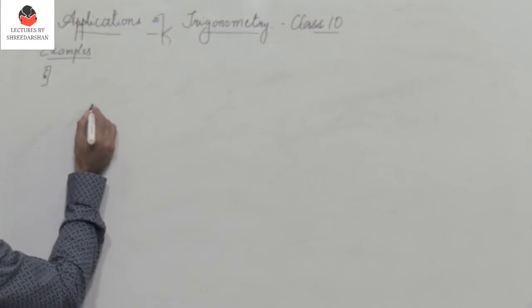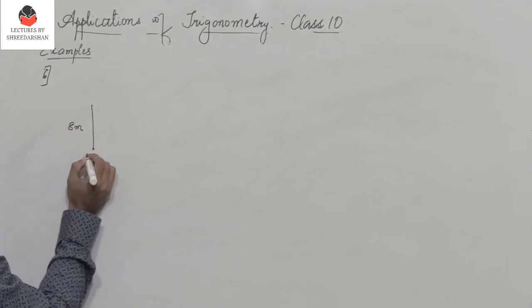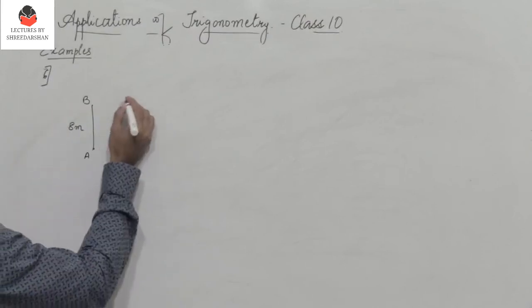So problem 6 is a very interesting problem. It's been given that there is a building which is of height 8 meters. So let us call this AB. And there is a multi-storied building.